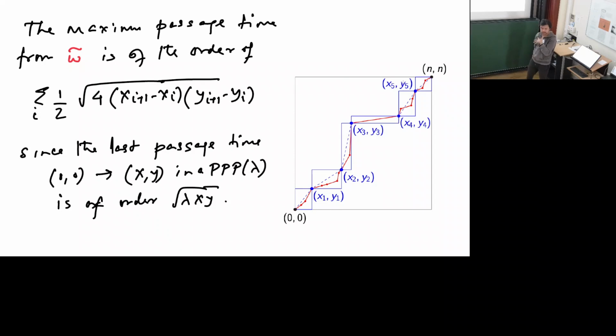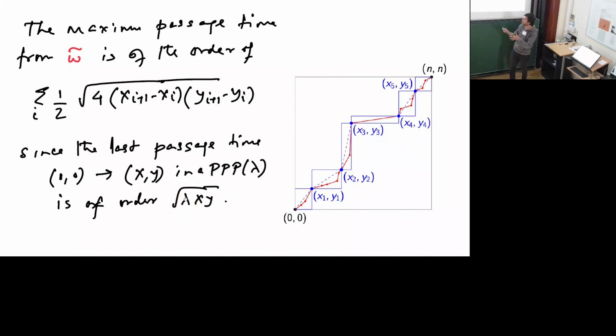Okay, so what governs these decisions? Let's say I fix these blue points through which my geodesic passes. Then I have some Poisson point process inside each box. And here is a basic fact. Suppose I go from 0, 0 to xy in a Poisson field of intensity lambda, then the number of points that I can pick up in any increasing path is at most square root of xy times lambda.